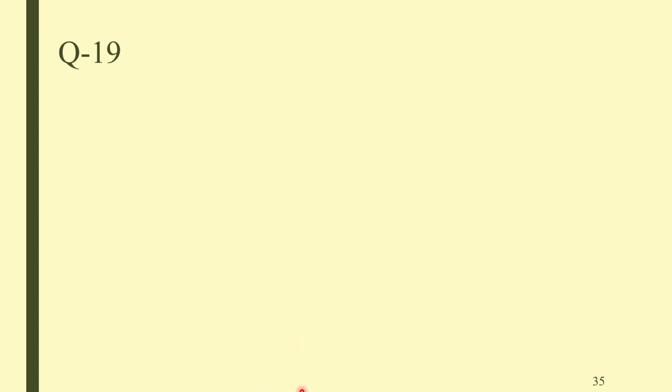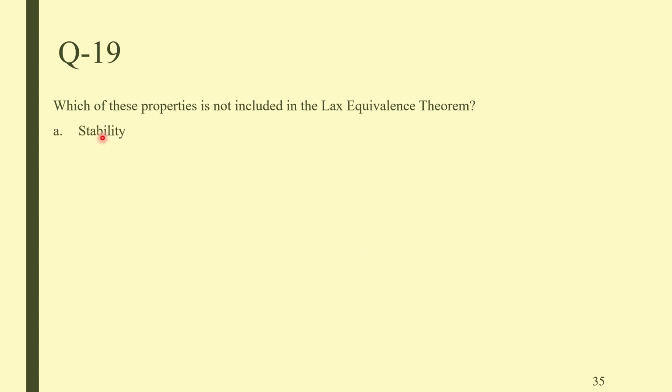In question 19, it is asked which of these properties is not included in the Lax equivalence theorem? Option A, stability. Option B, boundedness. Option C, consistency. Option D, convergence. So the answer is option B, because the Lax equivalence theorem states that when the system has consistency and stability, it can produce converged solutions.